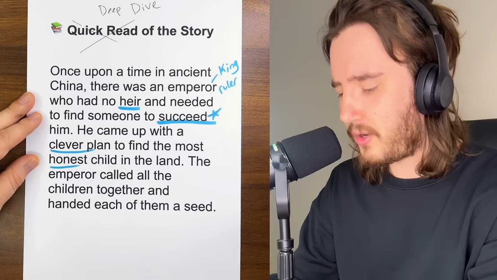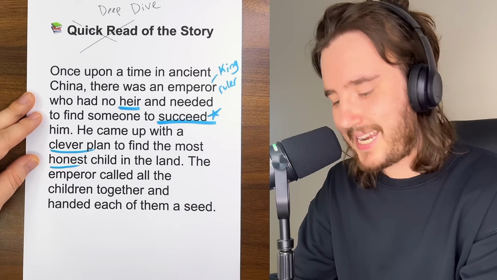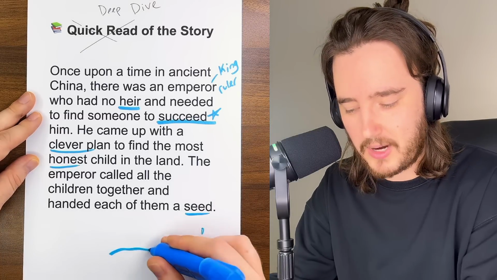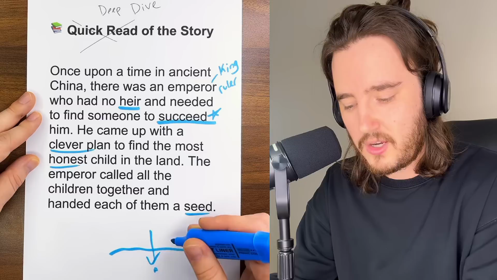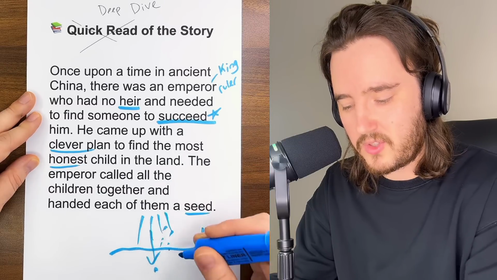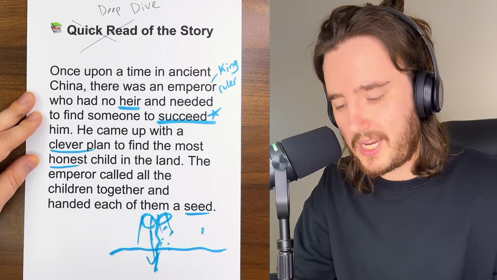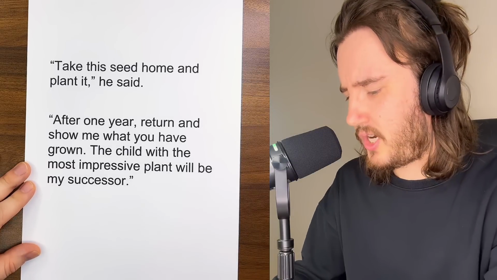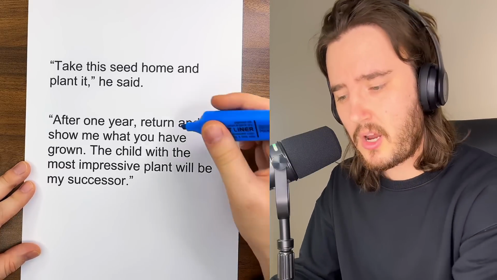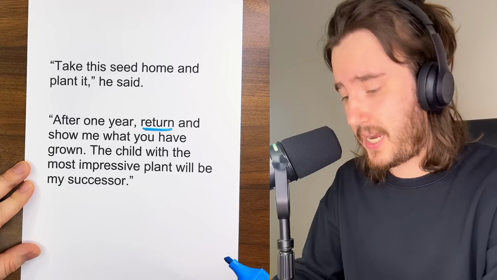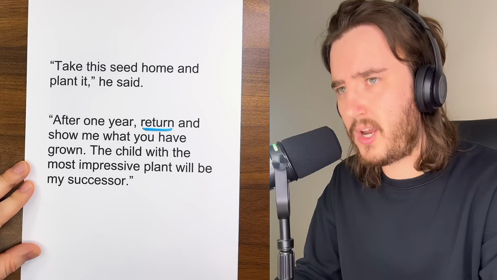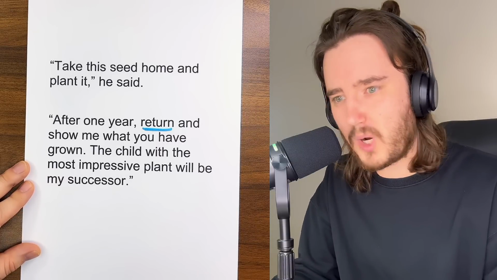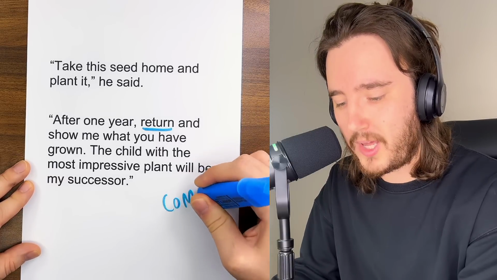The emperor called all the children together, handed each of them a seed. Just a little seed. You guys know seed, right? You plant it in the ground, you give it some water, you give it some sunlight, and then it grows into a flower or a plant. Take this seed home and plant it, he said. After 1 year, return or come back and show me what you have grown. Show me the results, in other words. Show me what you were able to come up with.